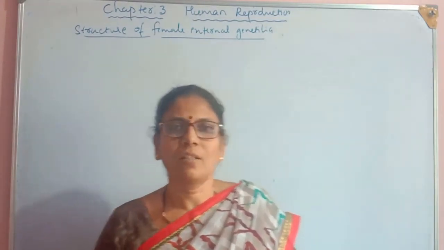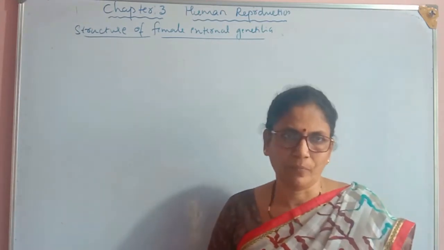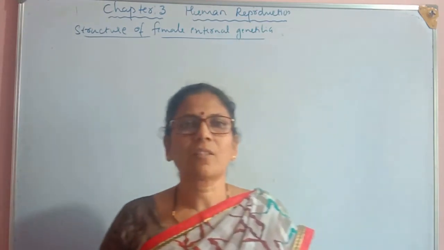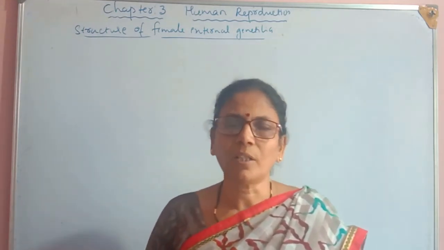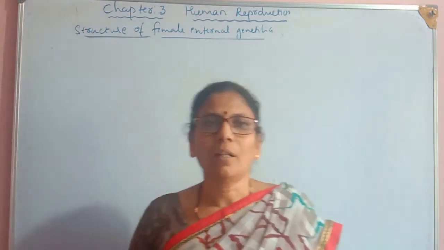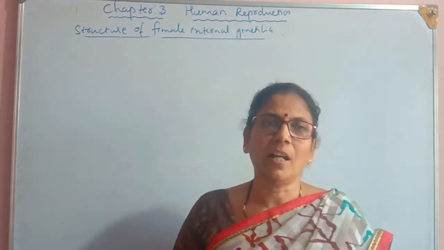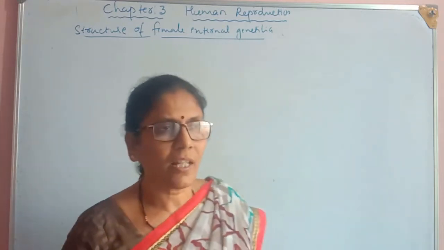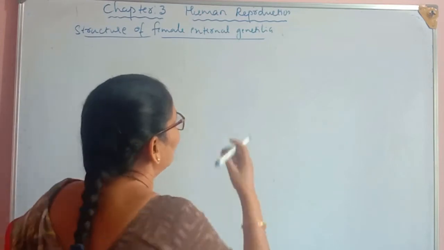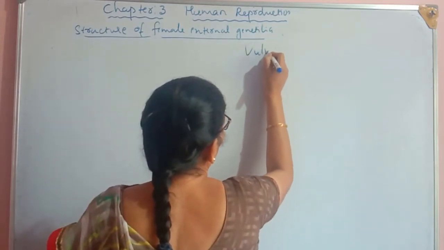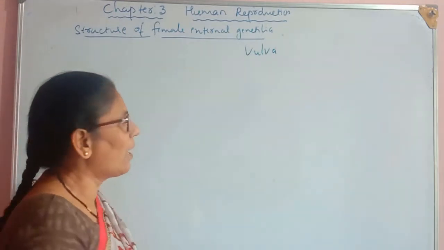So in today's class also we are going to continue the same topic, that is human reproduction. In the previous class we discussed up to the female reproductive structure. In today's class we will continue with the structure of the external genitalia in female. The external genitalia in female is also called the vulva, and it is made up of the following parts.